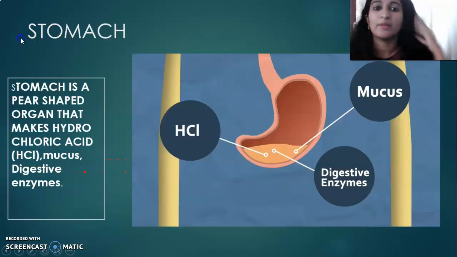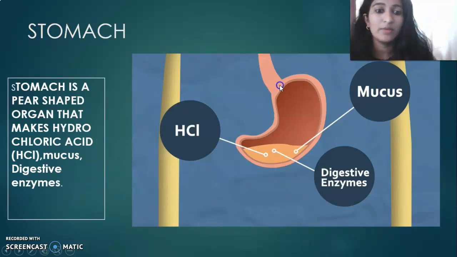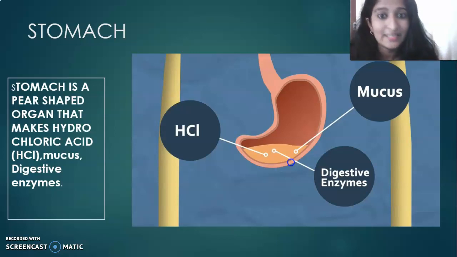Okay, stomach. You can see the stomach is pear shaped or bean shaped. It's a very complex organ. The food stays about 4 hours in the stomach. For example, if you are eating lunch, the food will be in the stomach for about 4 hours. After that, the food goes to the intestine.